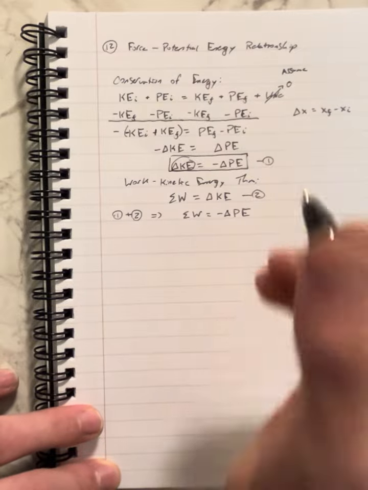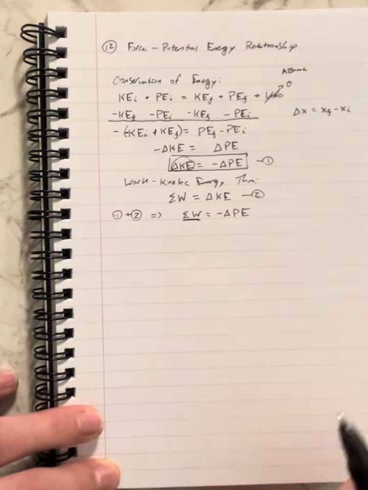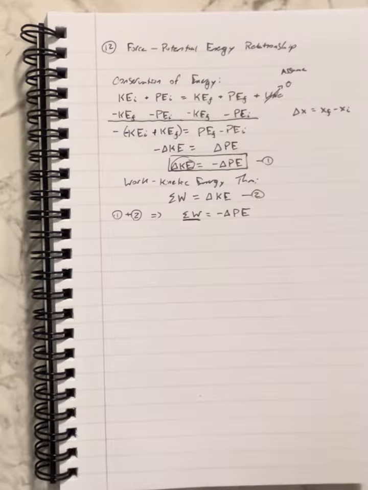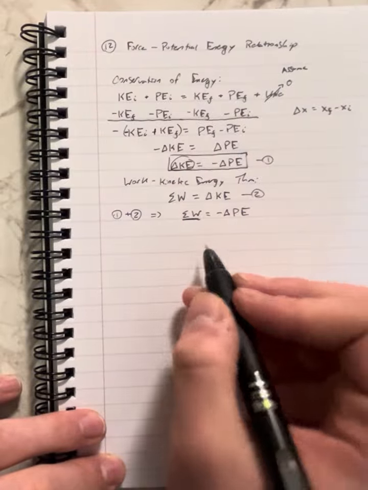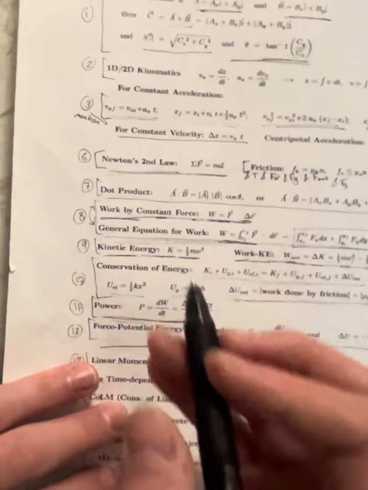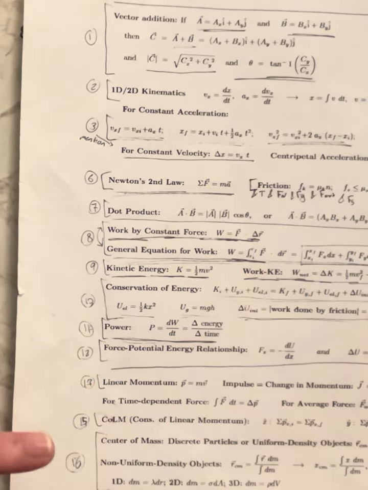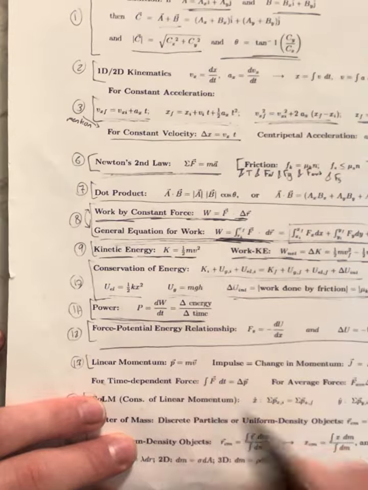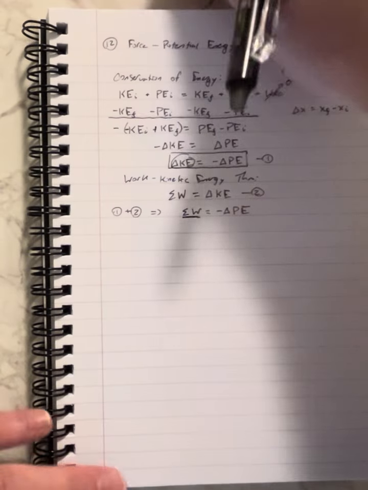Okay, and we're almost there. We just have to rewrite the left side of the equation really quick. And the way we're going to do that is with the definition of work. The calculus definition, if you'll remember on your equation sheet, is the integral of F dot dr.